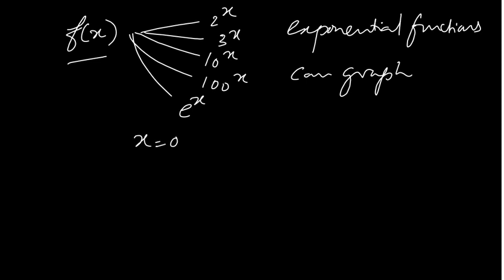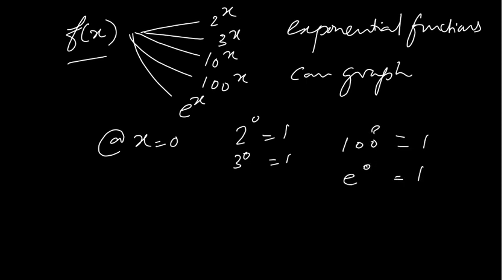Any function can be graphed, and we can see if you put x equal to 0 for any one of them, right? So at x equal to 0, 2 to the power of 0 equals 1, 3 to the power of 0 equals 1, 100 to the power of 0 equals 1, and e to the power of 0 equals 1. So what it means is at the 0 value, everything will go through that 1. Okay, all functions. If it is 2 to the power of x, then when x equals 1, this is equal to 2.